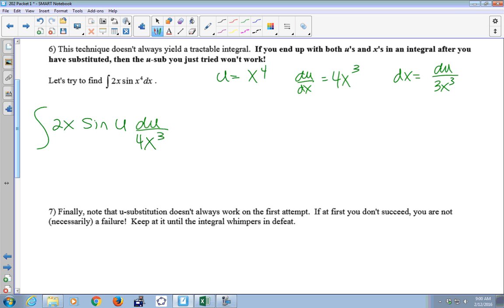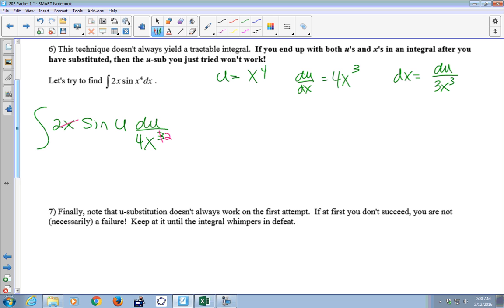But they don't, right? This one cancels with one of these, and they don't all go away. And I've just made the problem worse now. Now I have x's and u's in here. They don't all go away. So u substitution just won't work in this problem.